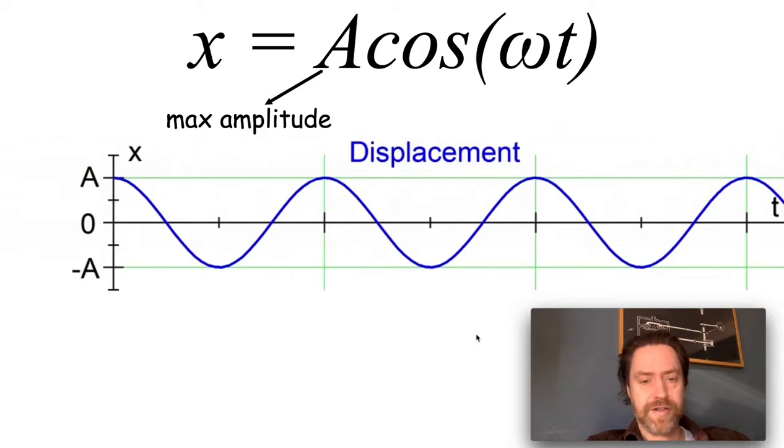We have an equation that will tell us that if we've got an object with a particular angular velocity and a certain amplitude, after a certain time, we will be able to know its x position, its displacement. Here's an example that you might want to try working through.